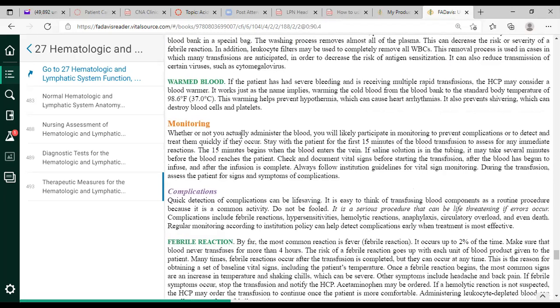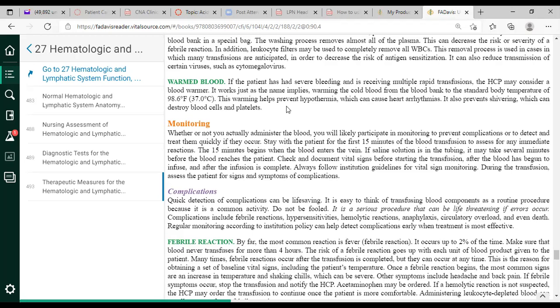And monitoring, will somebody read monitoring? Whether or not you actually administer the blood, you will likely participate in monitoring to prevent complications or to detect and treat them quickly if they occur. Stay with the patient for the first 15 minutes of the blood transfusion to assess for any immediate reactions. The 15 minutes begin when the blood enters the vein. If saline solution is in the tubing, it may take several minutes before the blood reaches the patient.